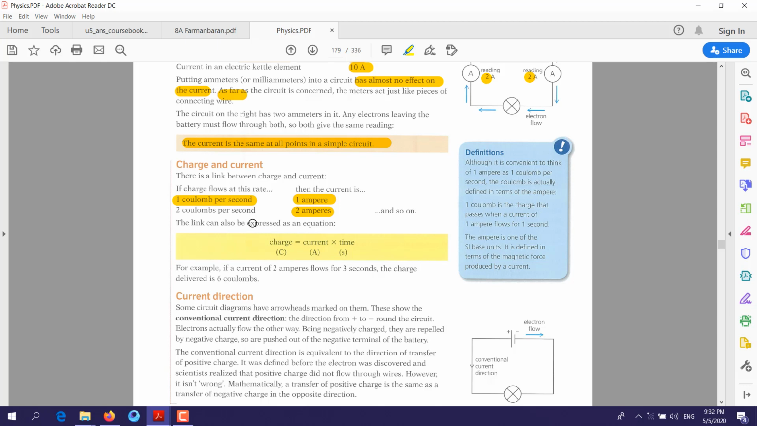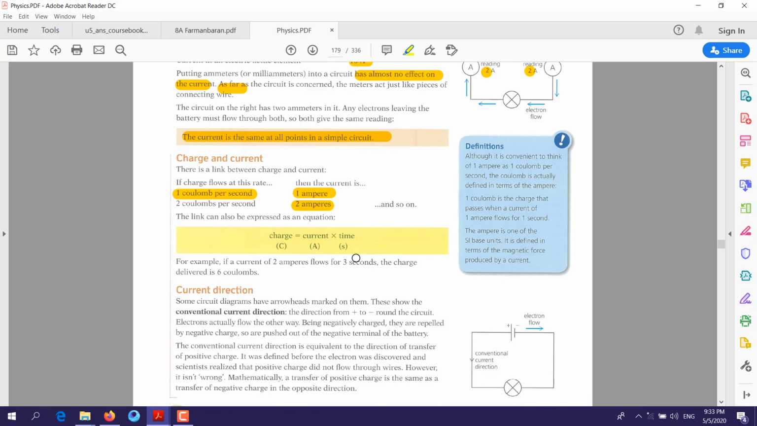The link can also be expressed as an equation. This equation shows the relationship between charge and current. The equation says charge is equal to current times time. Okay, if we want to find the amount of charge, how can we find it? We should know the amount of current during a specific time. The unit for charge is coulomb, the unit for current is ampere, and the unit for time is second.